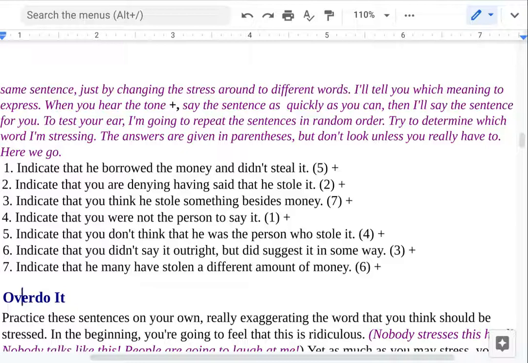4. Indicate that you were not the person to say it. I didn't say he stole the money. Someone else said it. 5. Indicate that you don't think that he was the person who stole it. I didn't say he stole the money. I think someone else took it. 6. Indicate that you didn't say it outright, but did suggest it in some way.